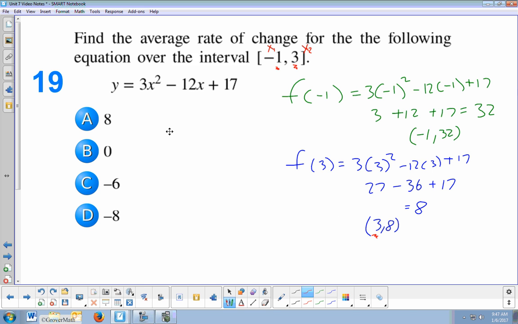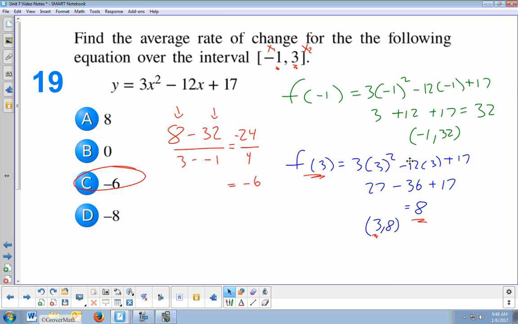And the y value on top is f of 3, which is 8, 8 minus 32 over 3 minus -1. Let's remember, these go together, this was a point, and these go together, this was a point. But we do the second minus the first. And 8 minus 32 is -24. And 3 minus -1 is +4 when we subtract the negative. And then we divide this, we get -6. And so there's your average rate of change.